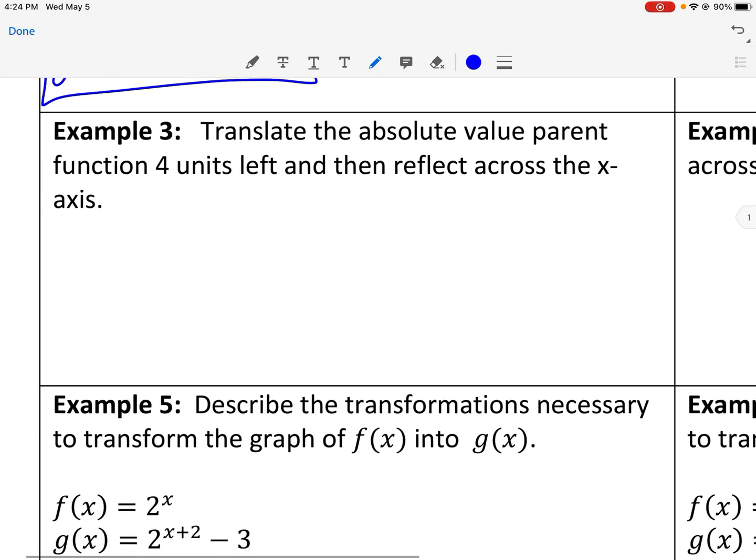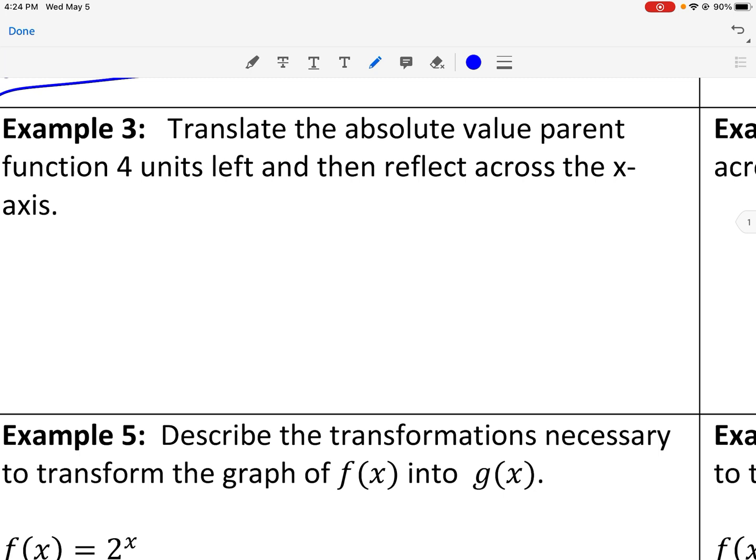Okay, go ahead and try these other ones. So example 3, go ahead and pause it, write down what you think it is, and then we can check our answer.